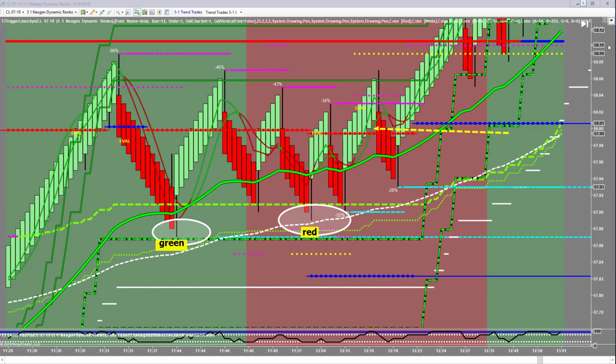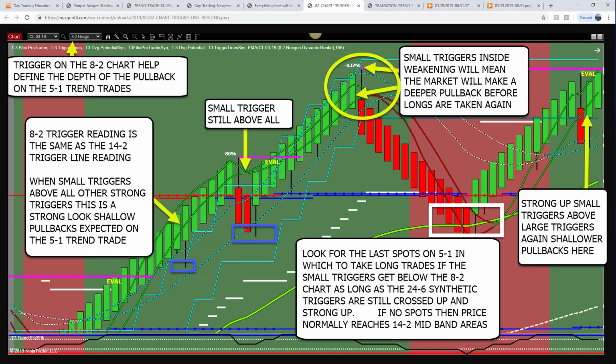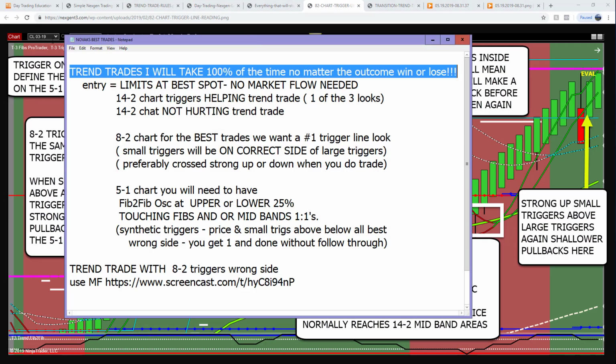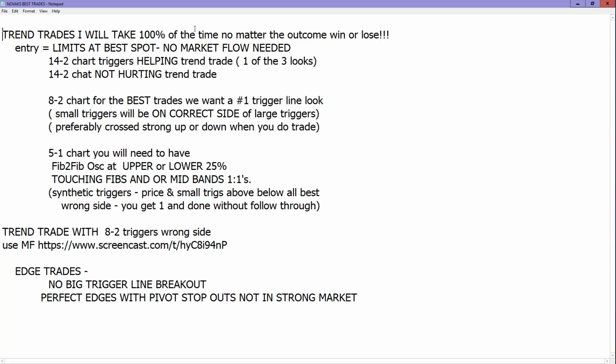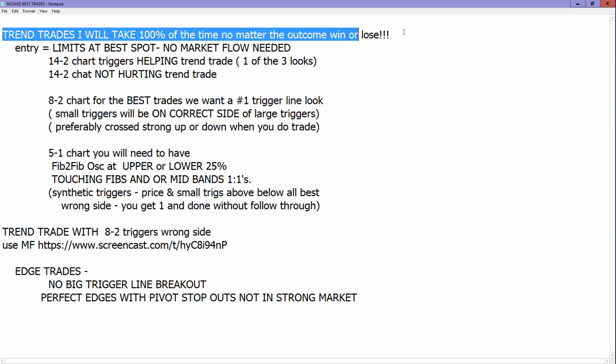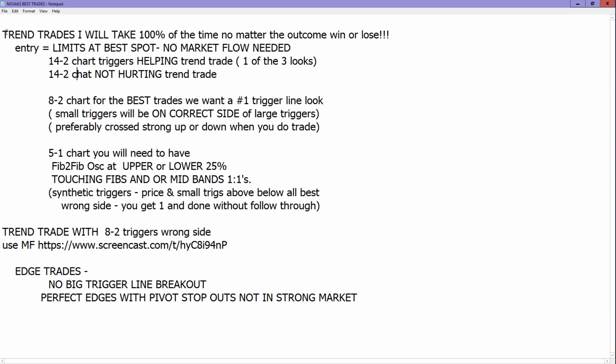So again, to take this back, just to repeat all three steps on what we're doing: we're going to take trend trades 100% of the time, no matter what. This is where you as new traders and new users of our software are working through the process of which ones win and which ones lose, how do I spot the difference between the two, where do I get in, and why do I get in? That's the whole process of learning. So we're doing the historical study.